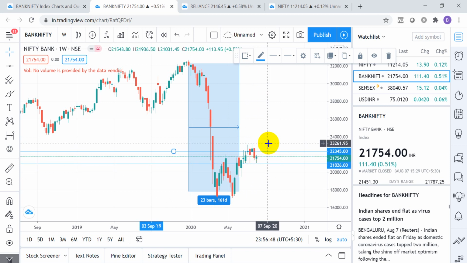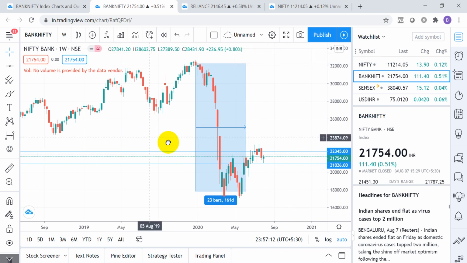So you get a key reference level and an important time cycle. From here the market has been holding on to this level, so until this level is broken, every time it comes to this level you can buy here with a small stop loss for a target of the higher end of the range. And if it crosses above 22,345, you can easily see an 800 to 900 point move in the market. Let's take one more example.